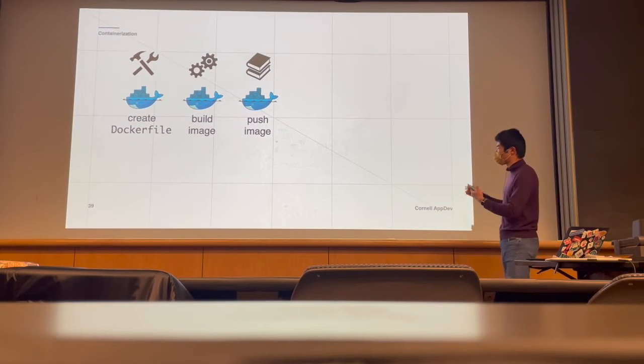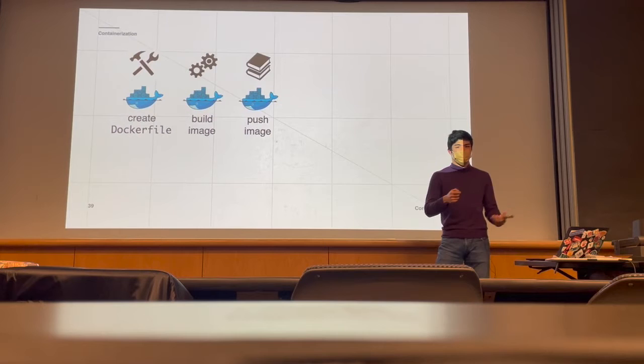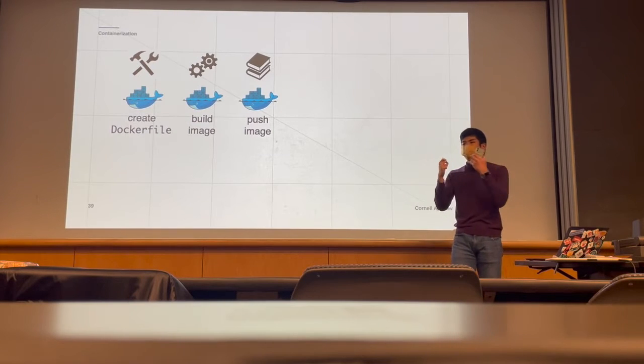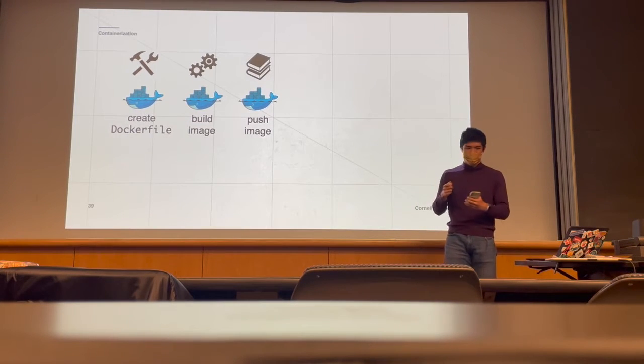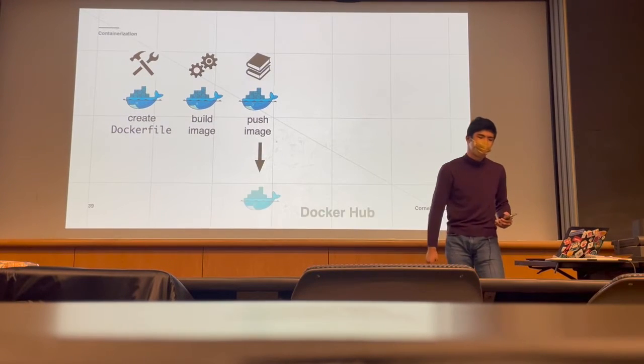Okay, so here's the workflow of Docker. Again, we create a Dockerfile, right? This defines how we actually want to be running our app. We build an image out of the Dockerfile, so a blueprint on how to run our app, how to set up our app, all that stuff. And then we push our image to Docker Hub.